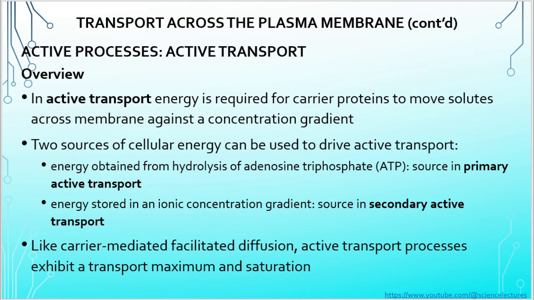Two sources of cellular energy can be used to drive active transport. The energy obtained from hydrolysis of adenosine triphosphate, which is ATP, is the source in primary active transport. Energy stored in an ionic concentration gradient is the source in secondary active transport. Just as carrier-mediated facilitated diffusion does, active transport processes also exhibit a transport maximum and saturation.